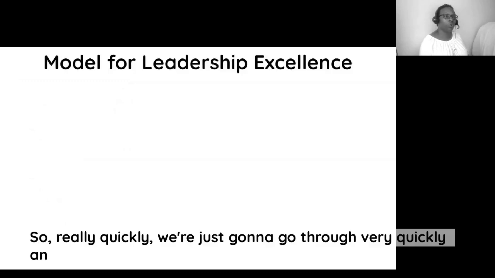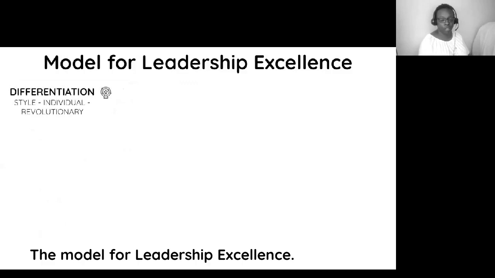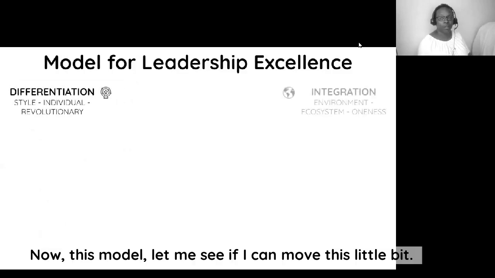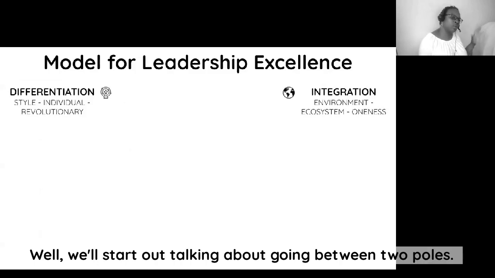Really quickly, we're just going to go through very quickly an overview of what I call leadership excellence, the model for leadership excellence. Now, this model is kind of going between two poles. Well, we'll start out talking about going between two poles.